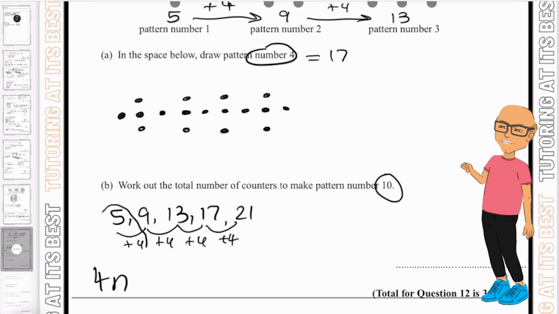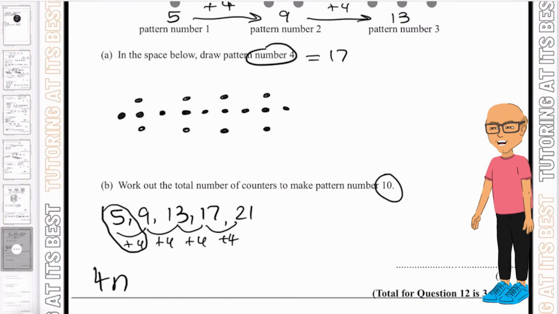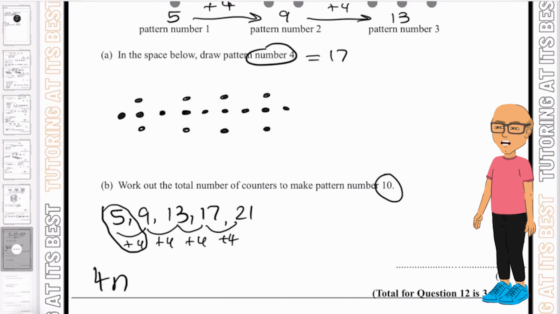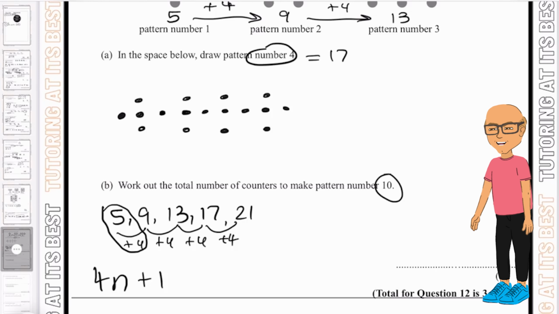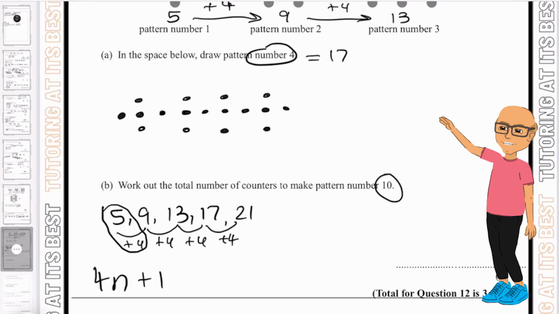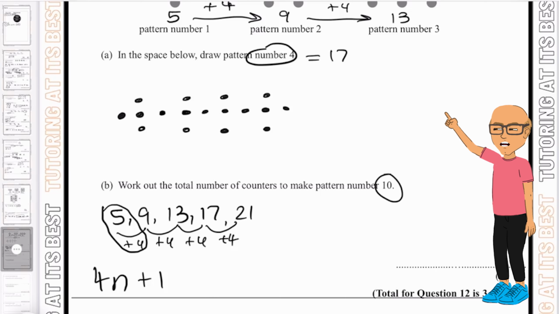And then we need to get the difference between the first term and our difference, which is 4. So 5 take away 4 gives us 1, and that is our sequence. So now we've got our nth term, 4n plus 1. That is our rule that we are going to follow.